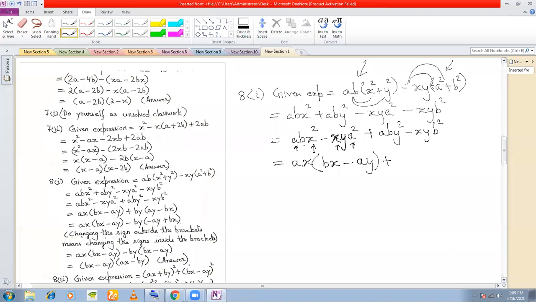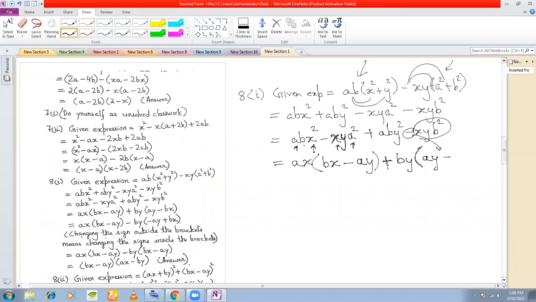A is not there, so you cannot take out a. B and b square is there, so you can take out b. Y square and y is there, you can take out y. So what is left? From aby square, you're taking out by. So you're left with ay only. Minus, because I have a plus sign here outside this bracket, this minus sign will remain a minus sign.